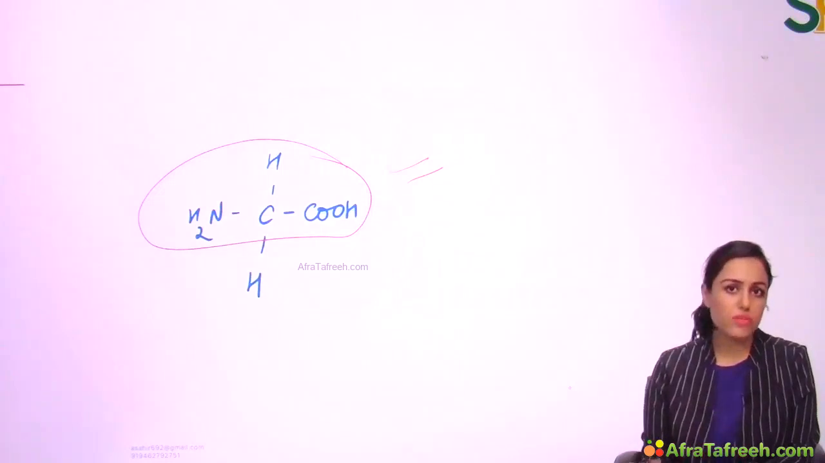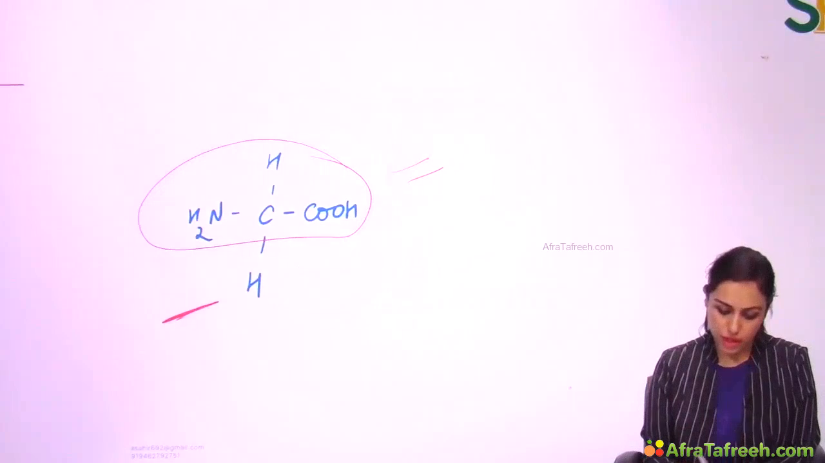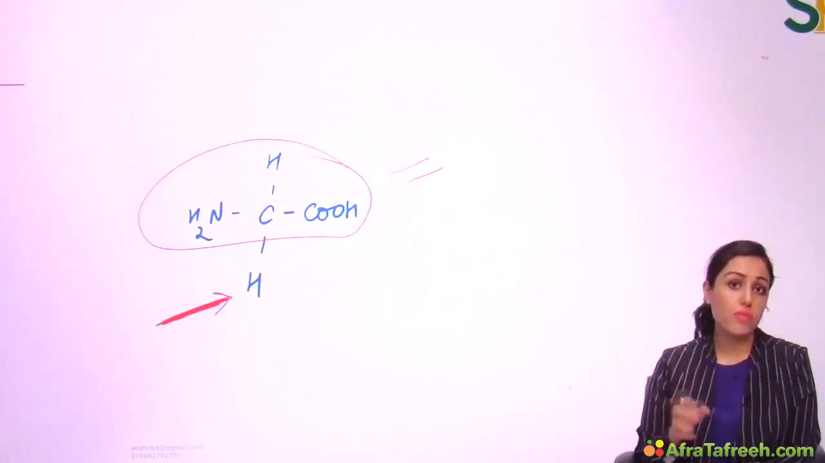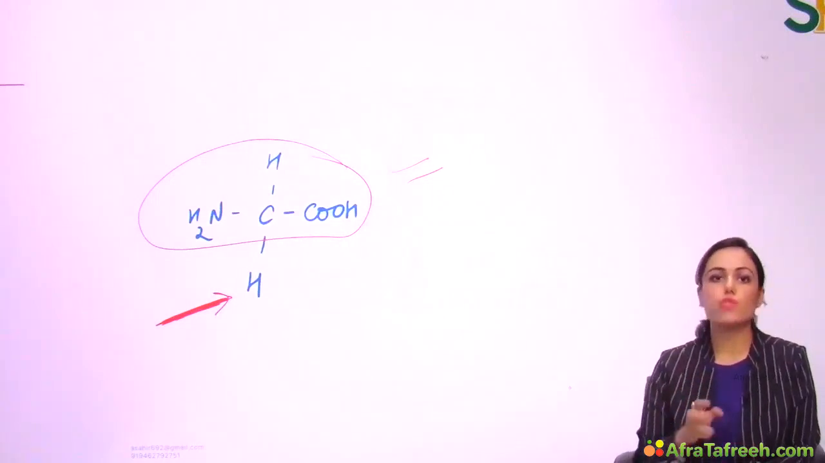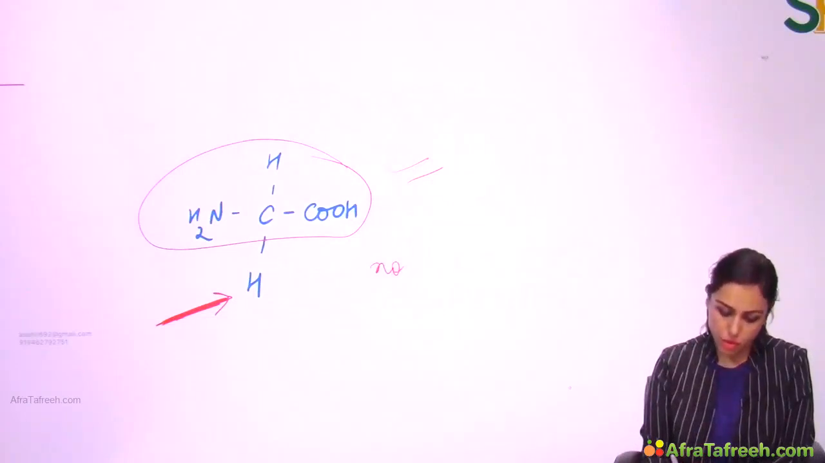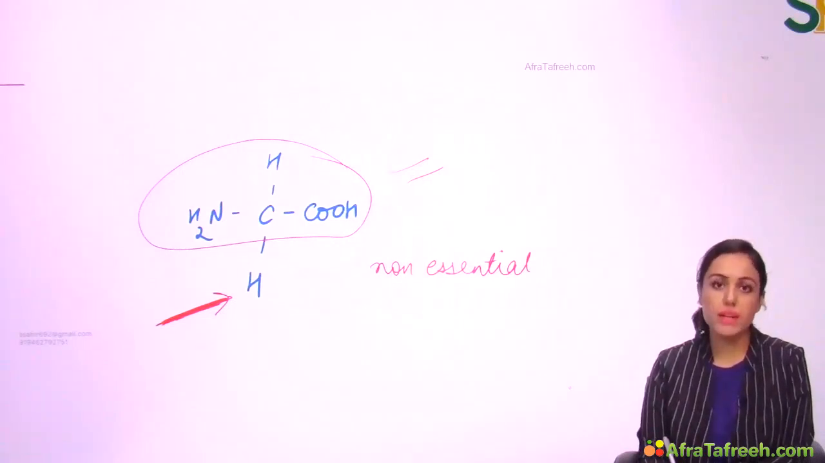We can make a few amino acids, so this common structure we can make. But we have to see the side chain every time. We have to see the side chain, and just get an idea whether we can make it in the body or not. So you know, this simple hydrogen addition in the body can be done. Therefore, I will say glycine is a non-essential amino acid. We can make it in our body. It is non-essential; we do not require it in the diet.